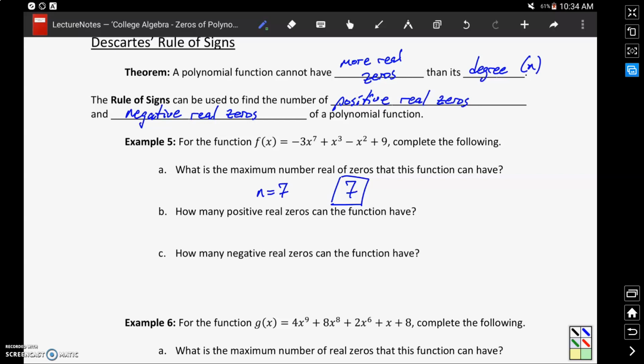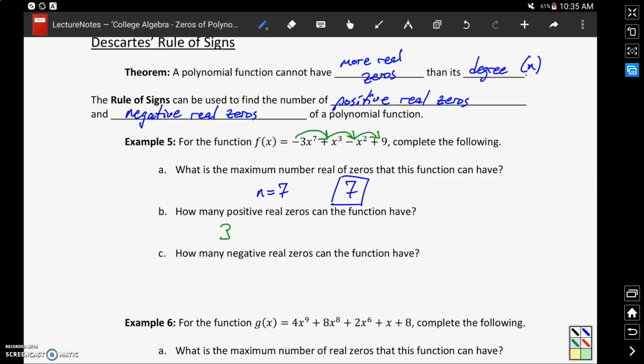To answer that, we'll turn to the rule of signs, which tells us to look at the original function and count how many times the sign changes from term to term. In this case, we get one change from negative to positive, a change from positive to negative, and a change from negative to positive. So we get 3 sign changes, which tells us that we can have 3 positive real zeros or an even integer less than that, which can be a confusing statement.